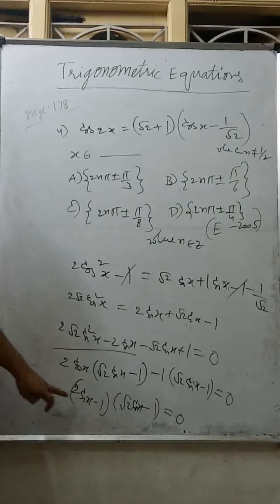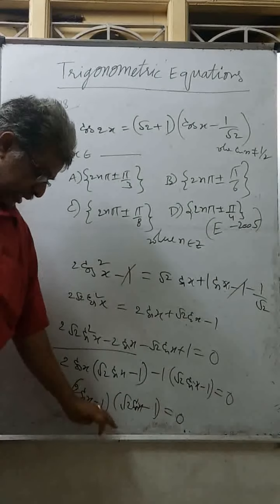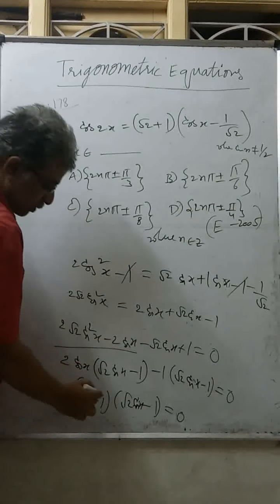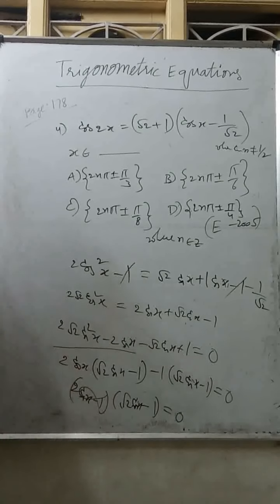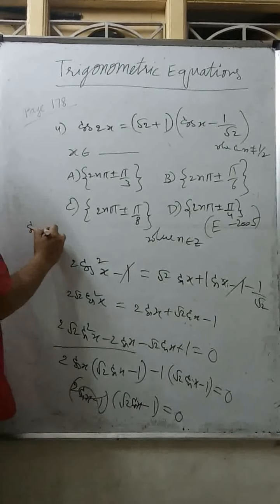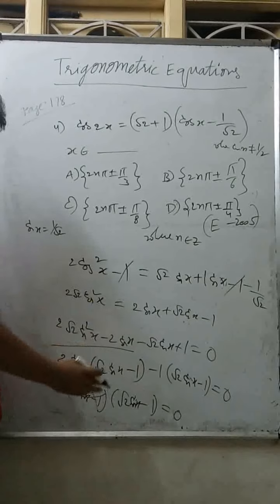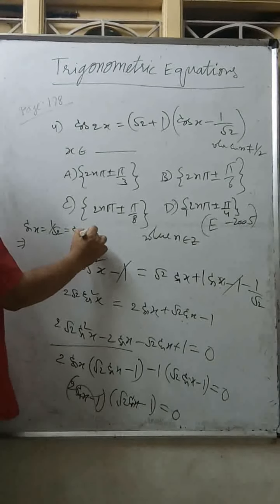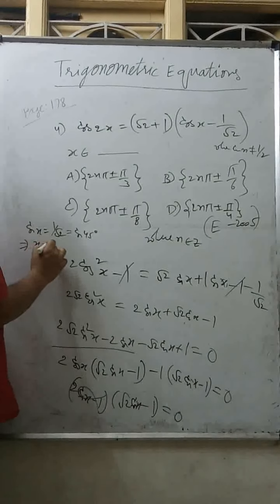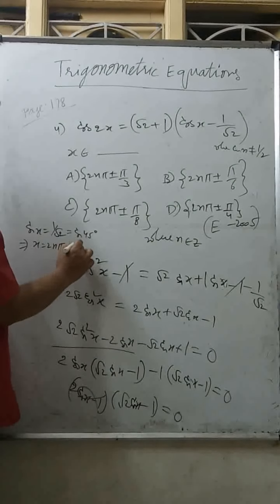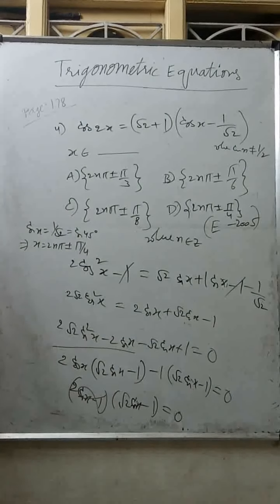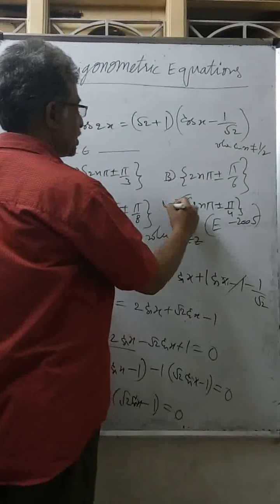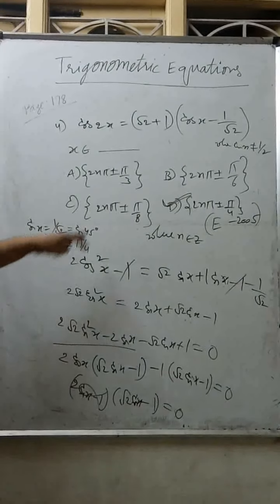Now either this is 0 or this is 0. If this is 0, cos x equal to 1 by 2. He is saying this is not equal to 1 by 2. So you should take cos x equal to 1 by root 2. Cos x equal to 1 by root 2 implies 45 degrees or pi by 4. So the general solution is 2n pi plus or minus pi by 4. So our option is D. Option D, 2n pi plus or minus pi by 4.